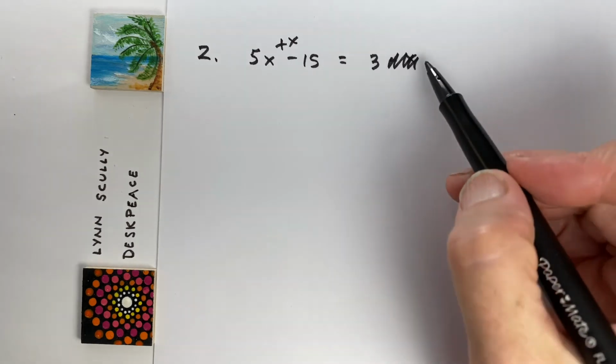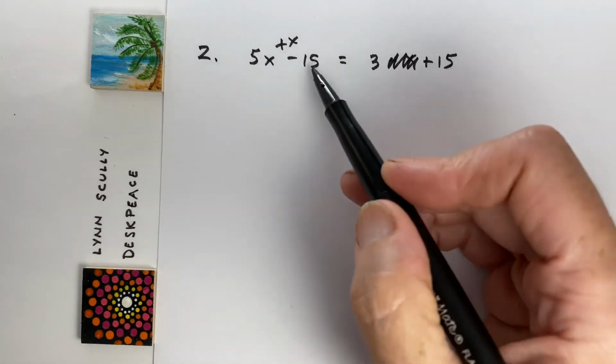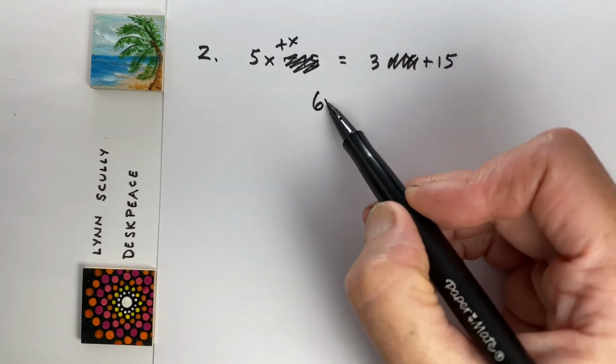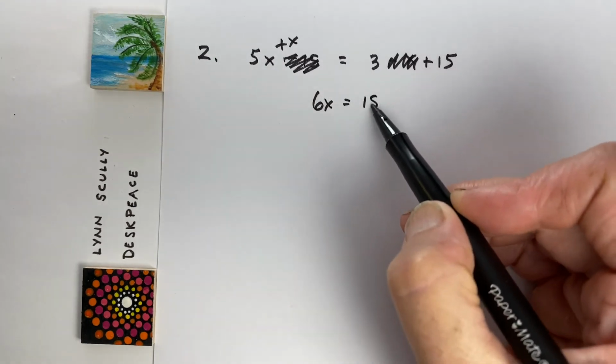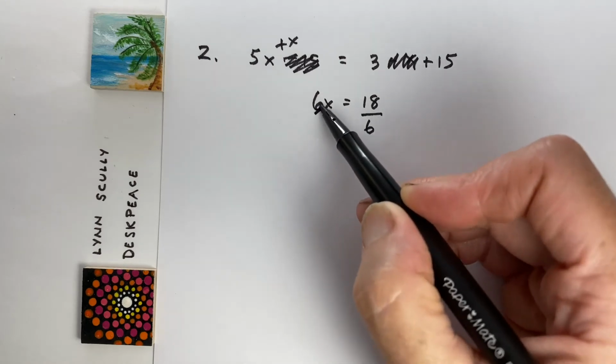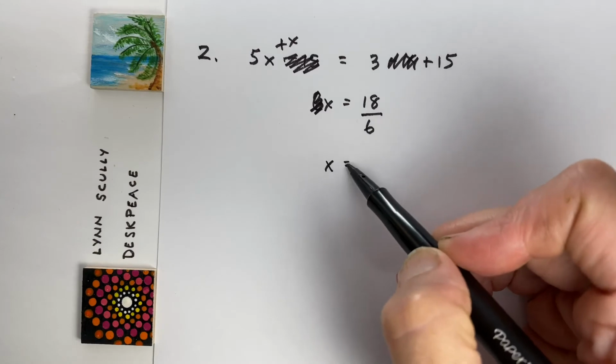It's attached here by subtraction. I'll move it by addition to the other side of the equal sign. 5x plus x is 6x equals 18. Get the x alone, 6 attached by multiplication, move it by division, and I get x equals 3.